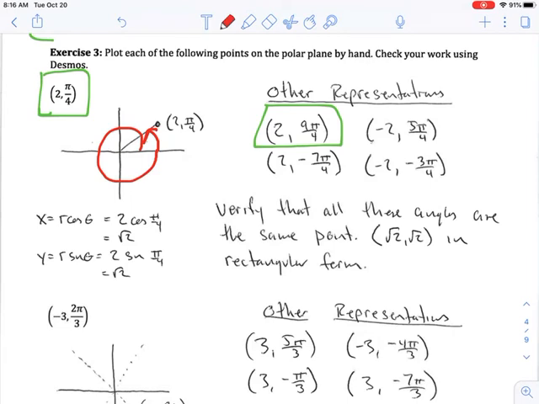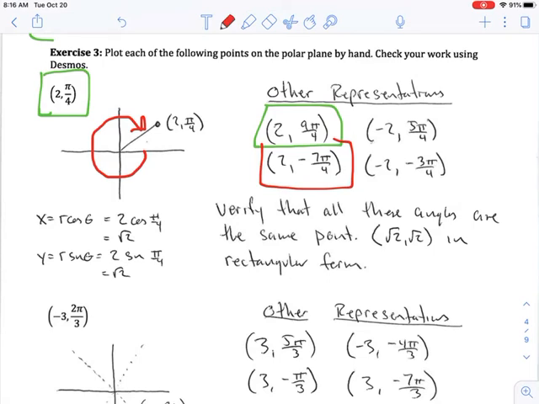So remember back to your trigonometry, your pre-calculus, that there's an infinite number of angles. We could do 2 and negative 7 pi over 4. In other words, we're doing the same thing, but we're going in a negative direction. This would be a negative 7 pi over 4.